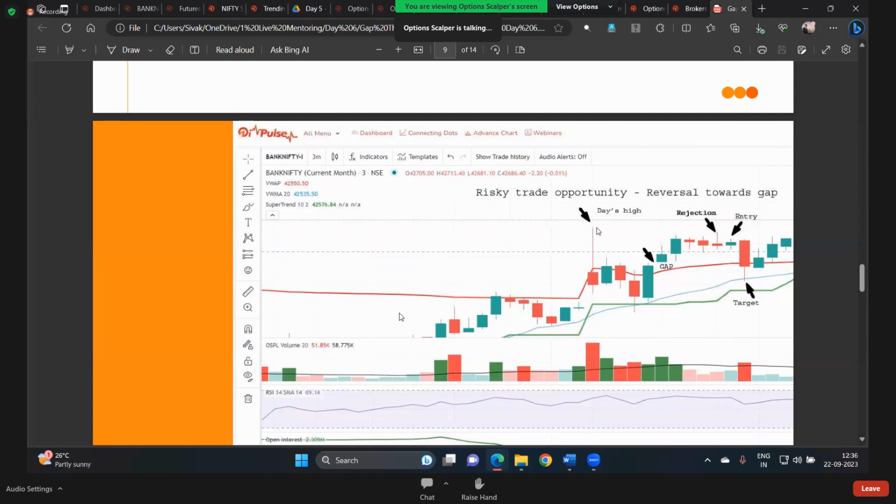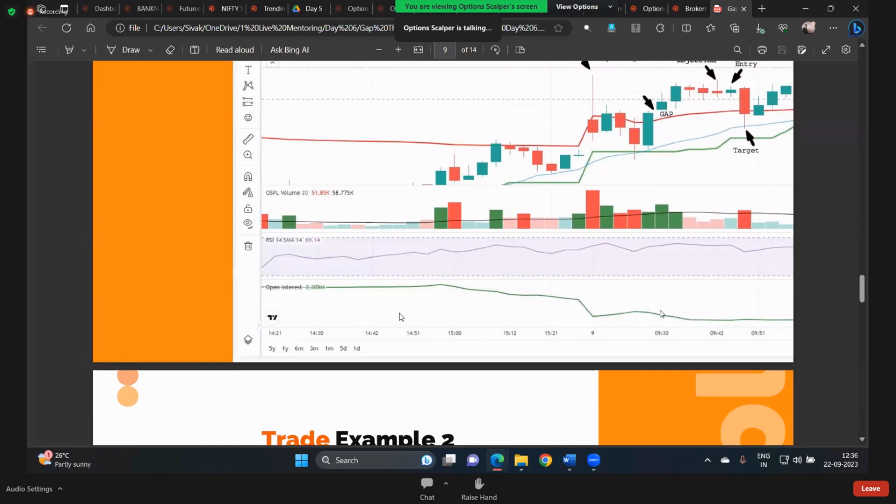The rejection is happening because of the day's high, and they are not able to move it above that level. Once the gap is getting filled, it will move up. And you can clearly see the OI is coming down. It's a short covering move which has been happening.